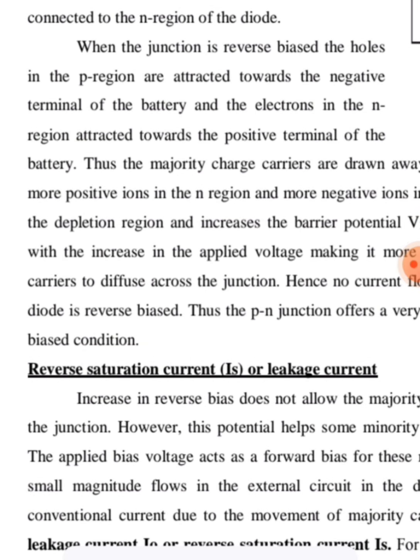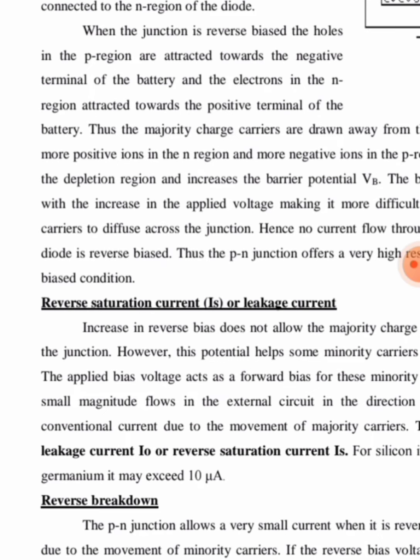Now let us see what exactly is the meaning of reverse breakdown. Just now we saw what is called the leakage current, that is the current which is flowing through the diode due to minority charge carriers when the diode is reverse biased. And this leakage current will increase the temperature of the device.